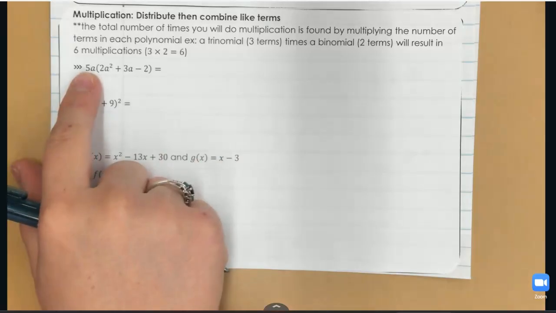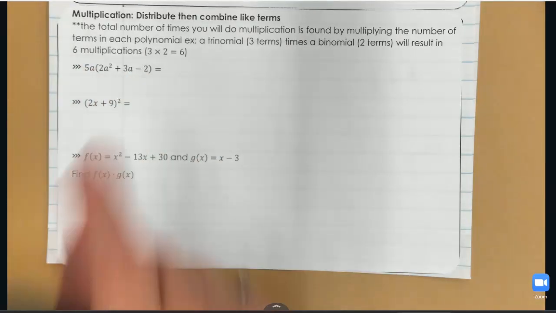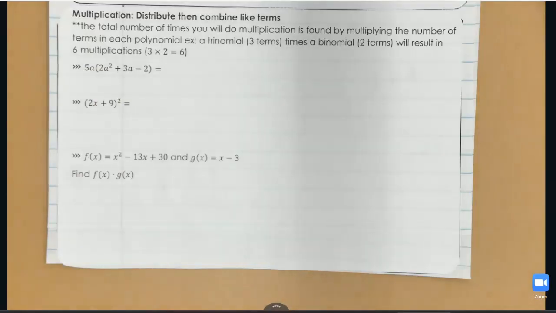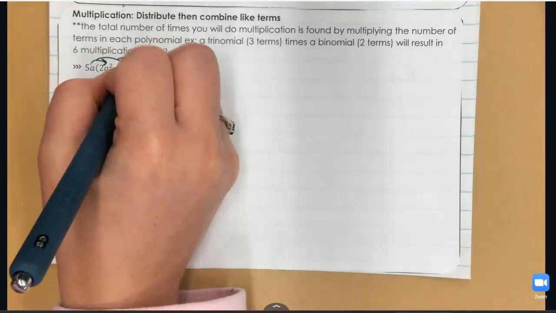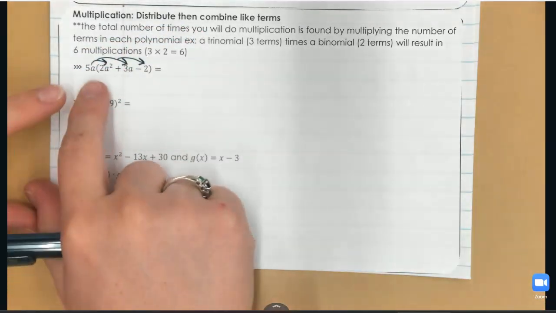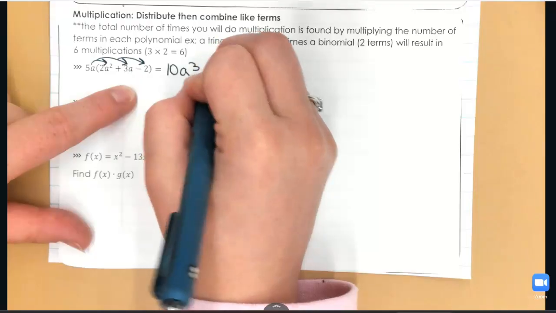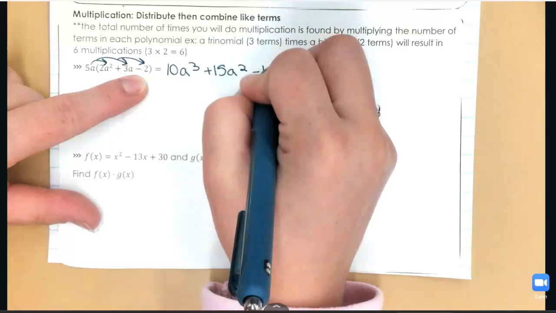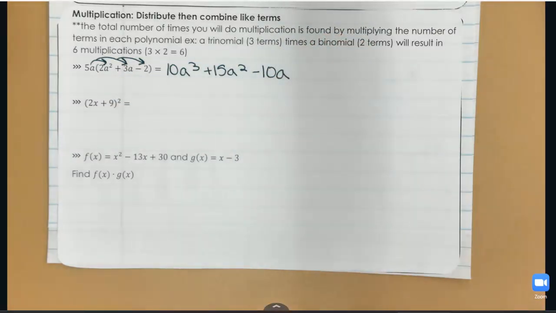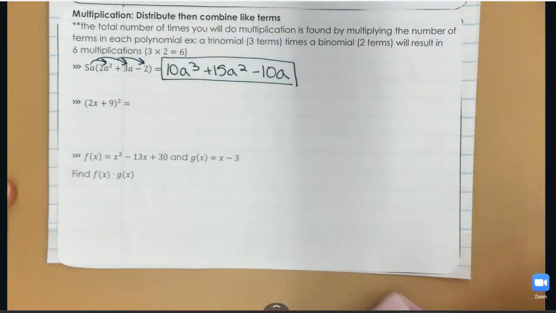On the first one, I have a monomial, 1 term, and a trinomial, 3 terms. 1 times 3 is 3, so that means I'm going to be doing multiplication 3 times. And that's going to be done just by distributing that 5a to all 3 items inside my parentheses. So first, 5a times 2a squared will give me 10a cubed. Then 5a times 3a will give me 15a squared. And then 5a times negative 2 will give me negative 10a. I have no like terms to combine, so here is my final result.